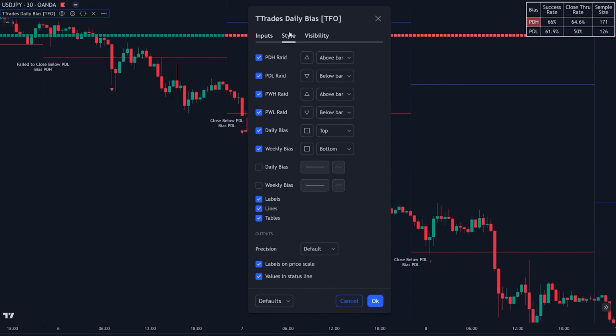In the Style section, we have PDH, PDL, PWH, and PWL RAID. You can customize the symbol style or leave it as the default. Additionally, the Style section includes options for labels, lines, and tables. Enabling or disabling these will affect how these elements appear on the price chart.